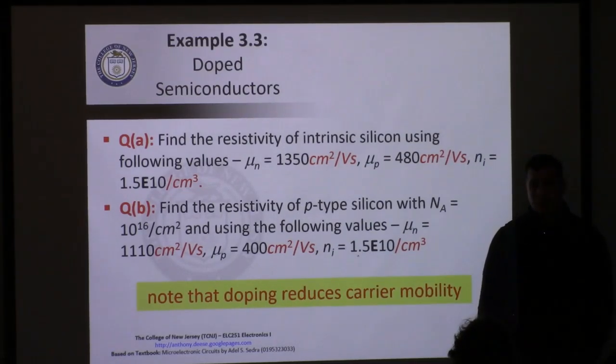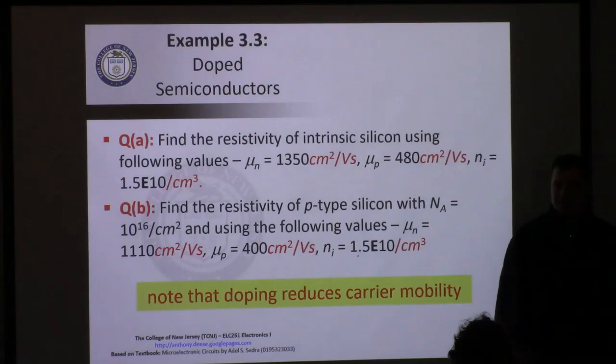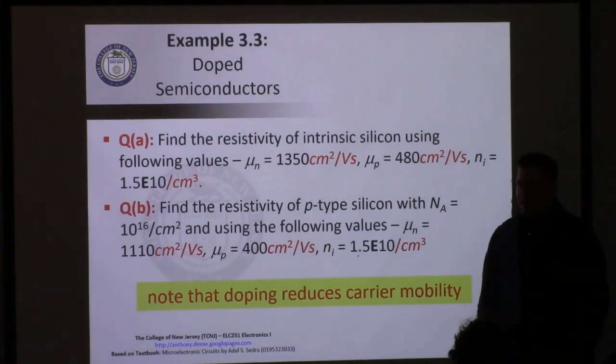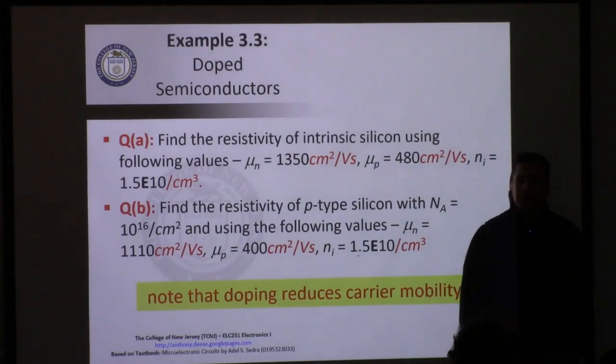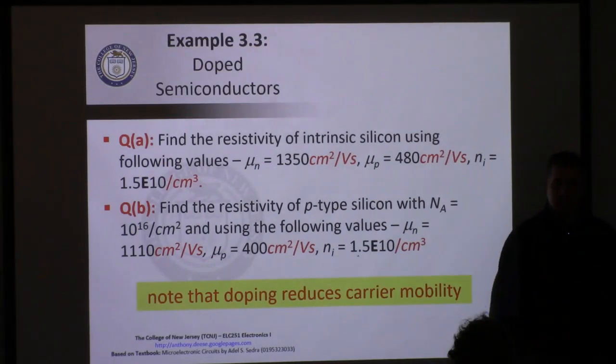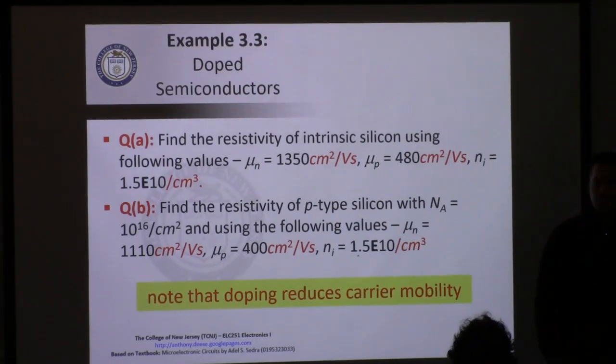Is Ni one of them? So what does Ni represent? Ni represents the concentration of free electrons for the intrinsic semiconductor. So we know that's going to be N, at least.